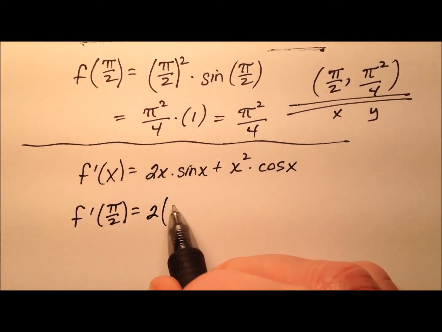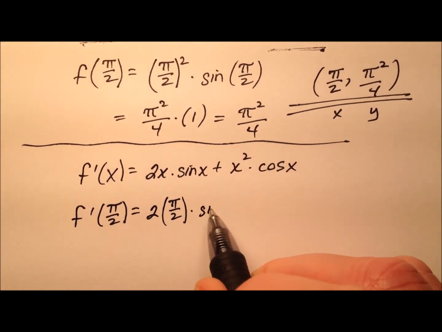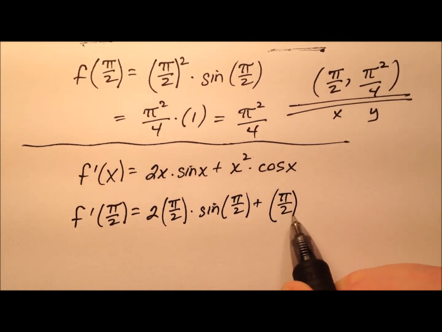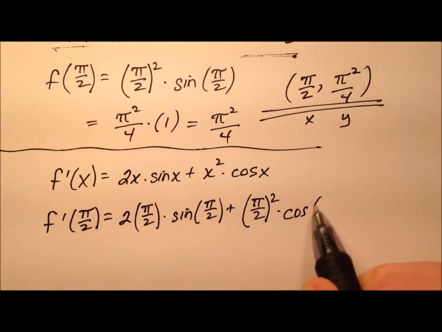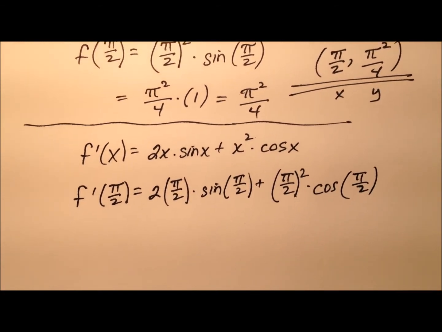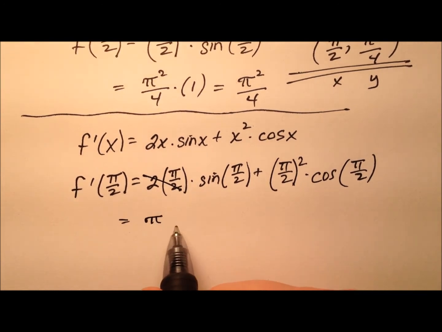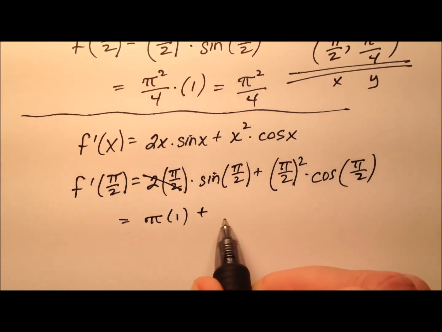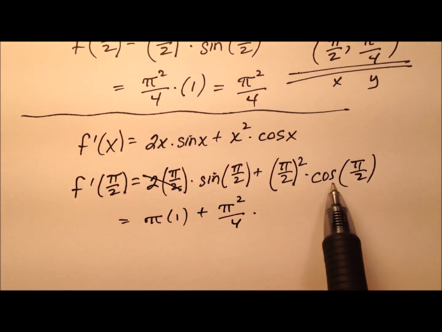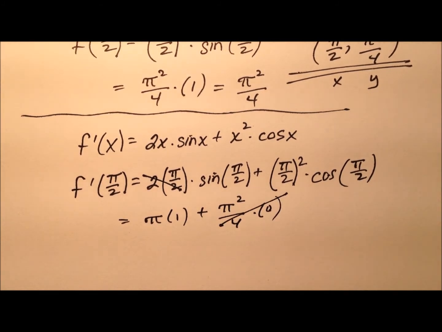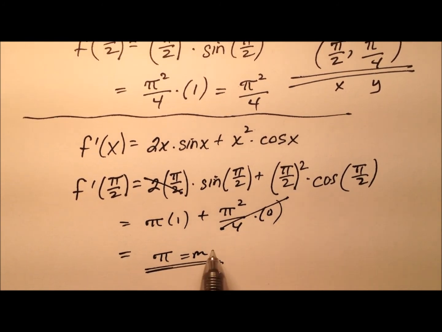So 2 times pi over 2 times the sine of pi over 2 plus, and that'll be pi over 2 squared times the cosine of pi over 2. Okay? Well, here these 2's cancel, so I have pi. The sine of pi over 2 is 1. And then I have pi squared over 4, and the cosine of pi over 2 is 0. So actually that cancels out, and it looks like my slope is just going to be pi.